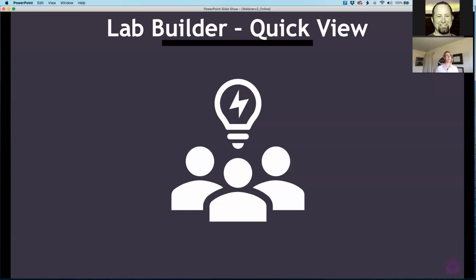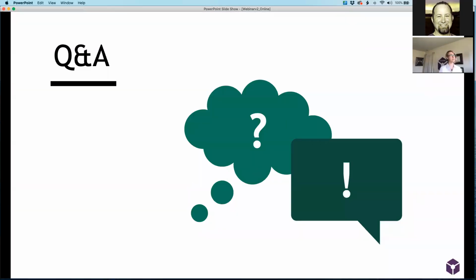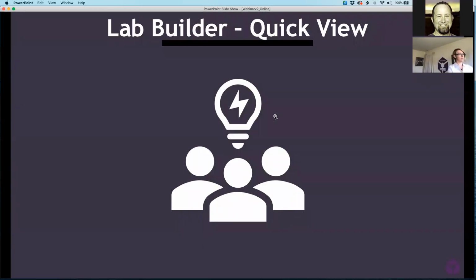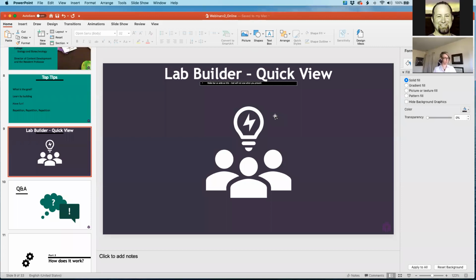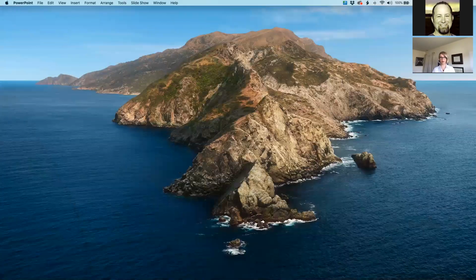So I need to tell you a little bit about what LabBuilder is and what our platform is. Essentially what LabBuilder is, let's jump into it. It's a digital library of labs.